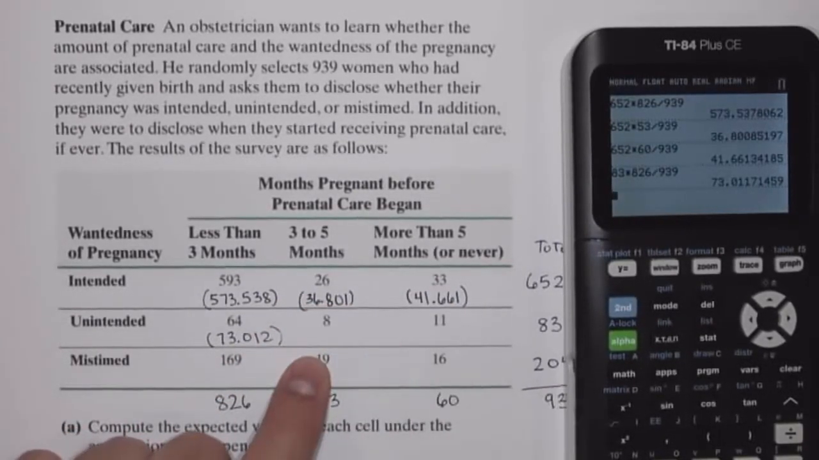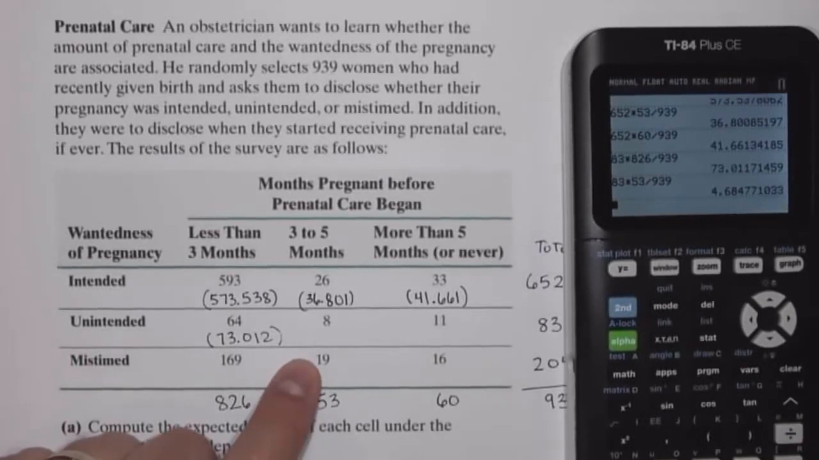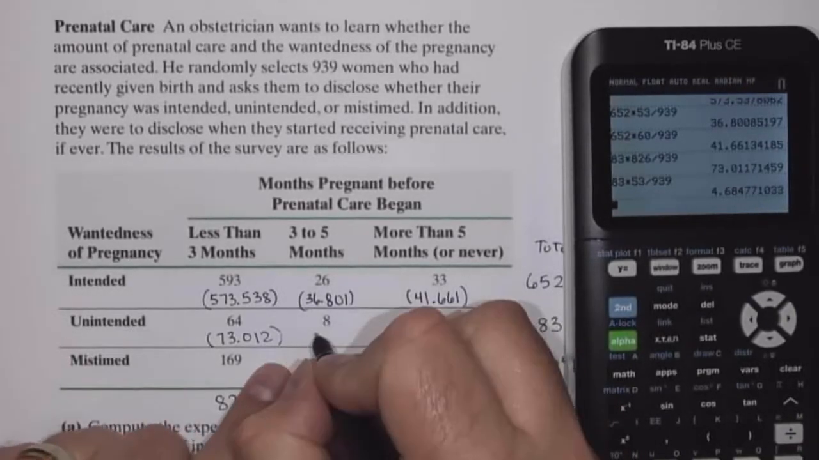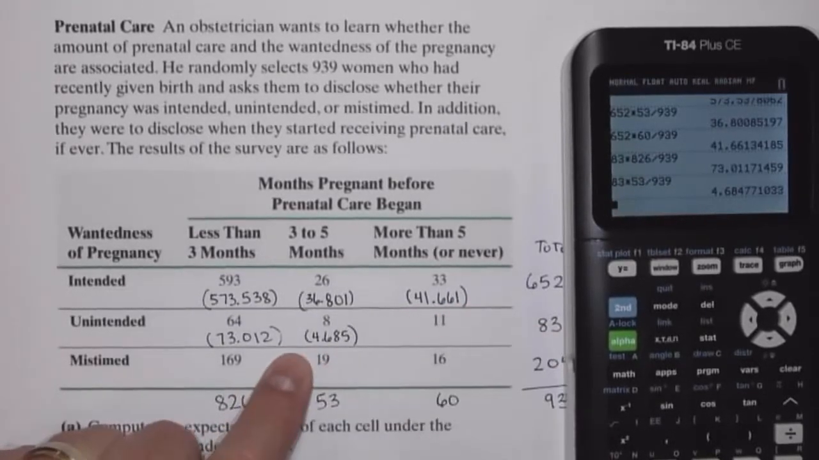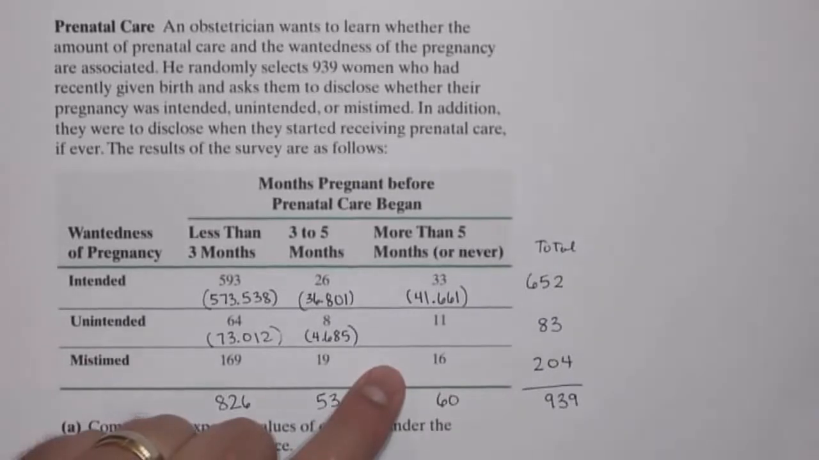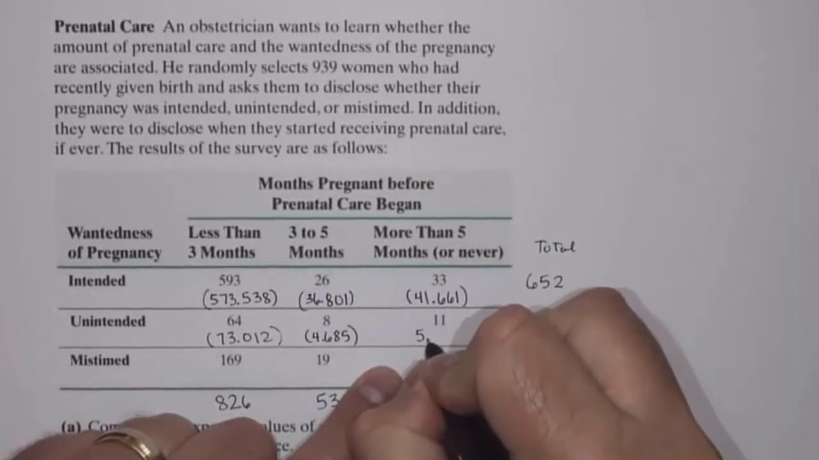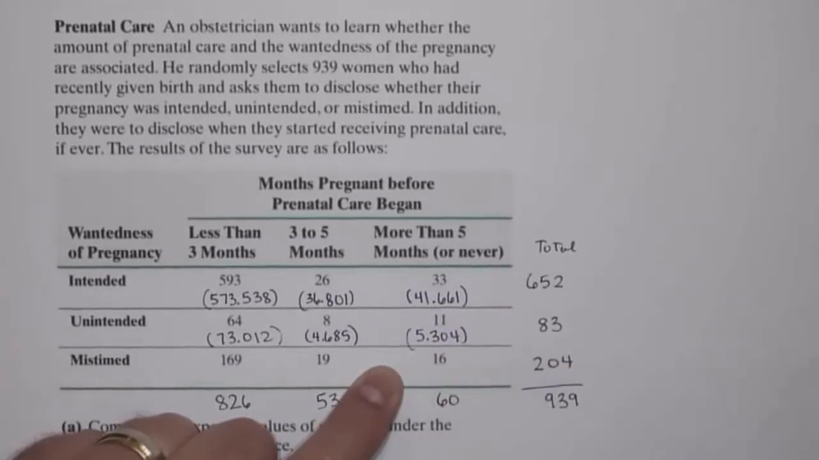Likewise, I'm going to take the row total, 83, times the column total, 53, divided by 939, the table total, and that is 4.685. Same, 83 times 60 divided by 939. So this expected value is 5.304.